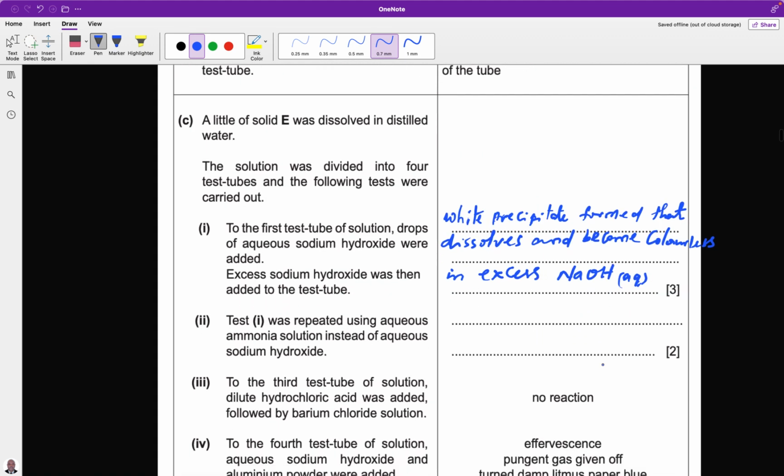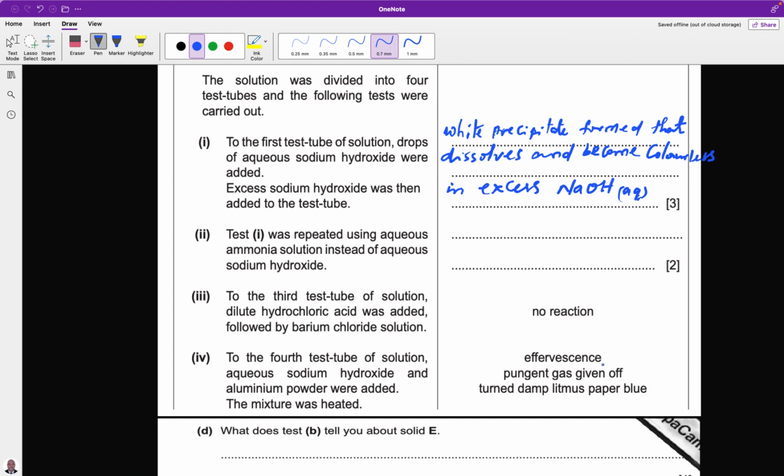Test 2. Test 1 was repeated using aqueous ammonia solution instead of aqueous sodium hydroxide. When you use aqueous ammonia solution, what you will have is a white precipitate, and it is insoluble in excess.